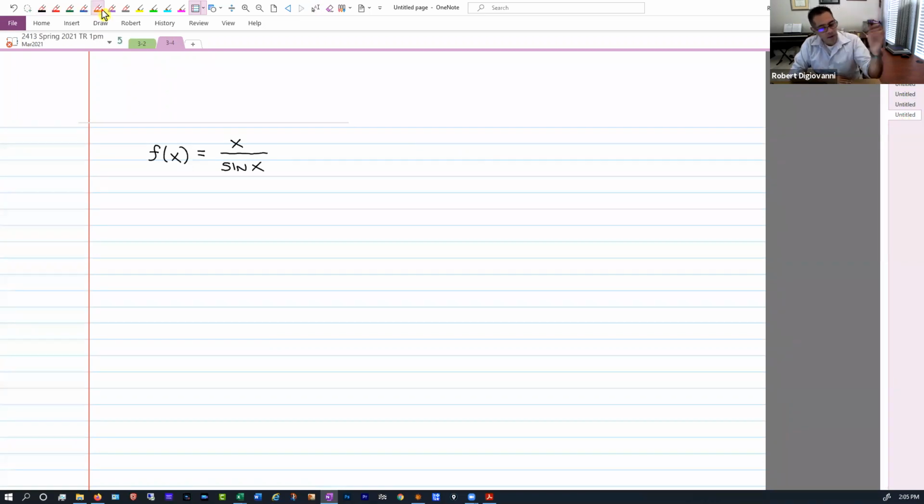In some parallel universe where math is easy, the derivative of this would just be 1 over cosine x. Do y'all see what I did there? Just took the derivative of the top, got 1, took the derivative of the bottom, got cosine. But that's where you wish you lived. You don't live in that universe. You live in the universe where that derivative doesn't work that way, just like the product didn't work that way.